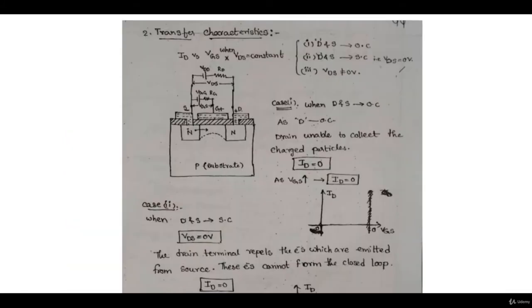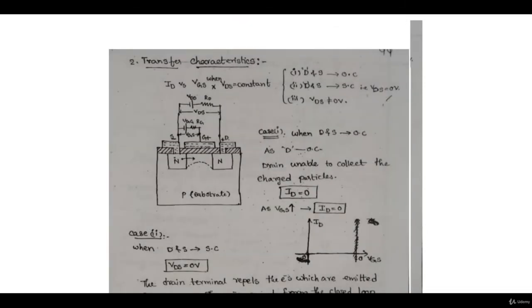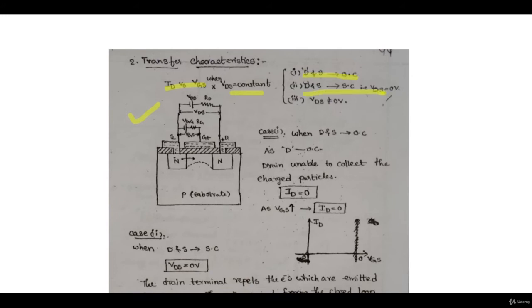This is the transfer characteristics. Here you can see again we have three cases, with a picture. This is ID versus VGS when VDS is constant. One case is when VDS is open, one case is when VDS is short, that is VDS equal to 0 volt, and one case is when VDS is not equal to 0. We will see each case one by one, and here you can see we are tweaking this value now. We are keeping the VGS value constant.